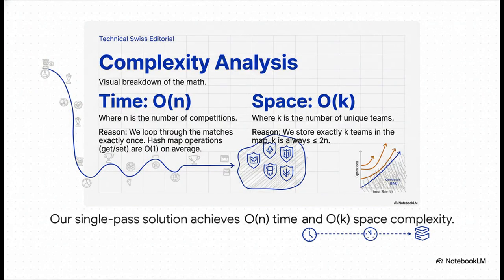So what's the big payoff for being this clever? Well, we get this beautiful time complexity of O(n). All that means is that the time it takes to run our code grows in a nice, straight, predictable line with the number of competitions, n. We just process each match one time. And our space complexity is O(k), which just means the memory we need grows based on the number of unique teams, k. As you can see from this graph, that steady linear performance is a massive win, especially as the tournament gets bigger and bigger.